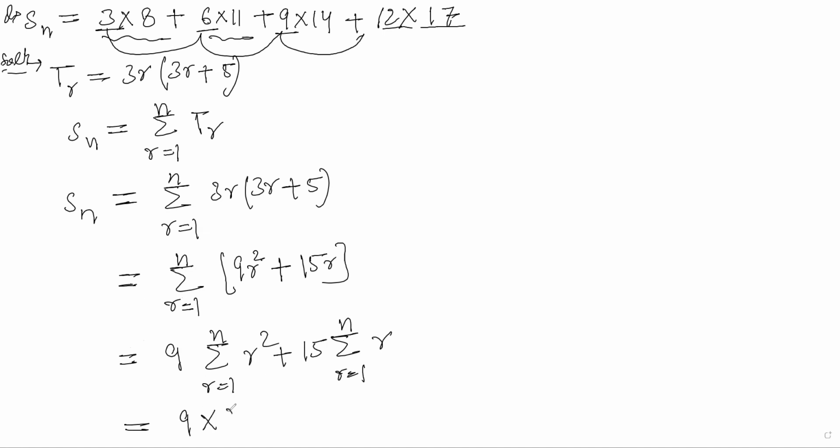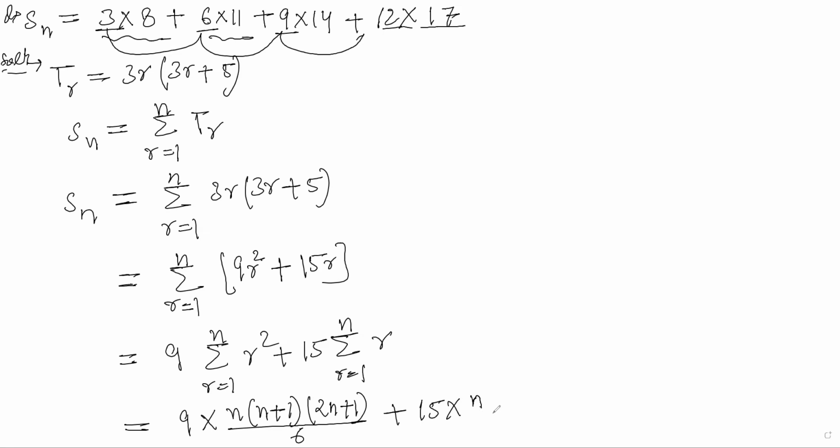n into n plus 1 into 2n plus 1 by 6. Yeah, and the second one plus, it is for natural numbers. So it is like n by 15 into n by 2.